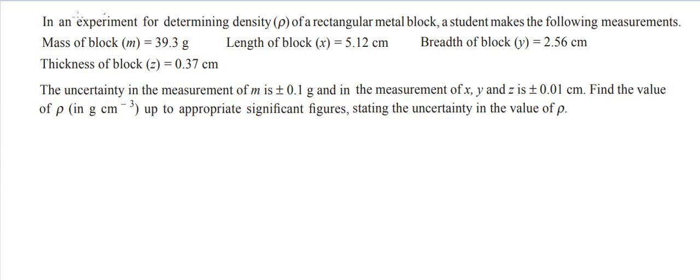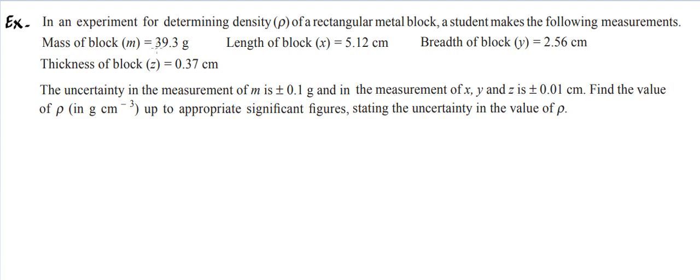So here is the next problem. Let me write that as an example. Again, you can pause the video and solve on your own, then come back to see the solution. It says, in an experiment for determining the density, which is written by rho later, this symbol is read as rho, so that's the density of a rectangular metal block, a student makes the following measurements. So these are some measurements made by a student.